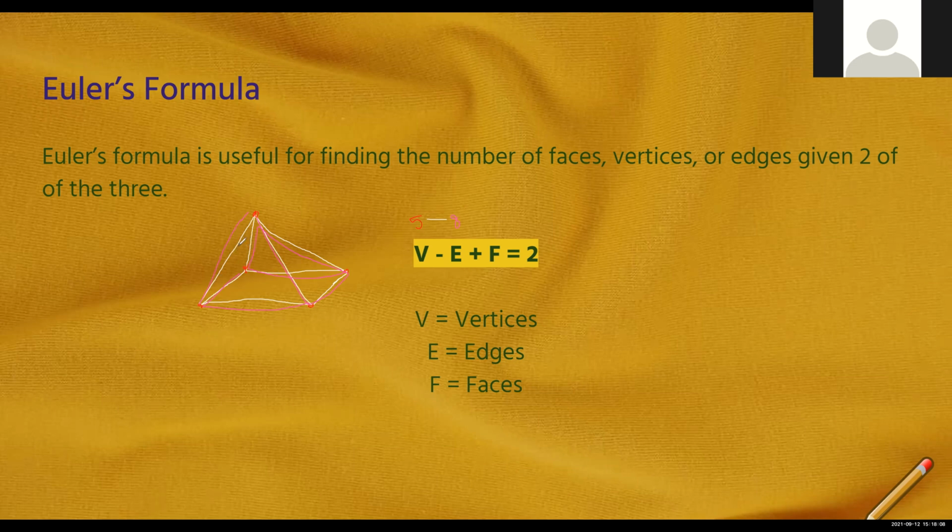So we get 1 face, 2 faces, 3 faces, 4 faces, and 5 faces. So we get 5 minus 8 plus 5 is equal to 2. This simplifies to 10 minus 8 is equal to 2, which is 2 is equal to 2. So this works, as we can see.